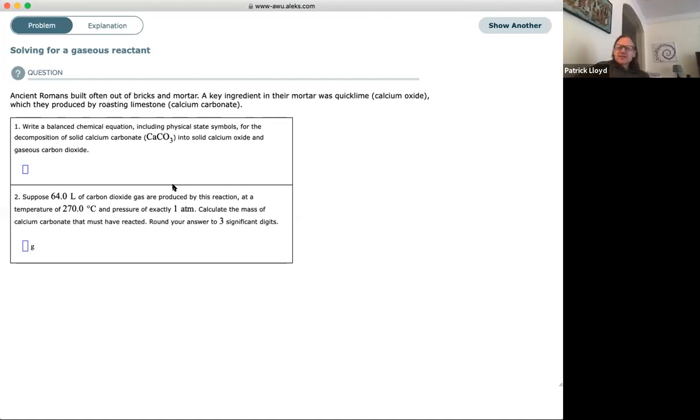It says solving for gaseous reactant. Okay, a very common type of problem when we deal with the ideal gas law. Ancient Romans often built out of bricks and mortar. They also used concrete, interestingly. A key ingredient in their mortar was quicklime, which is calcium oxide, CaO, which they produced by roasting limestone, which is calcium carbonate. Okay. Write a balanced chemical equation, including the physical state symbols for the decomposition of solid calcium carbonate into solid calcium oxide and gaseous carbon dioxide. Okay. So they're telling you the reactants and products, and then they're saying, hey, balance the equation.